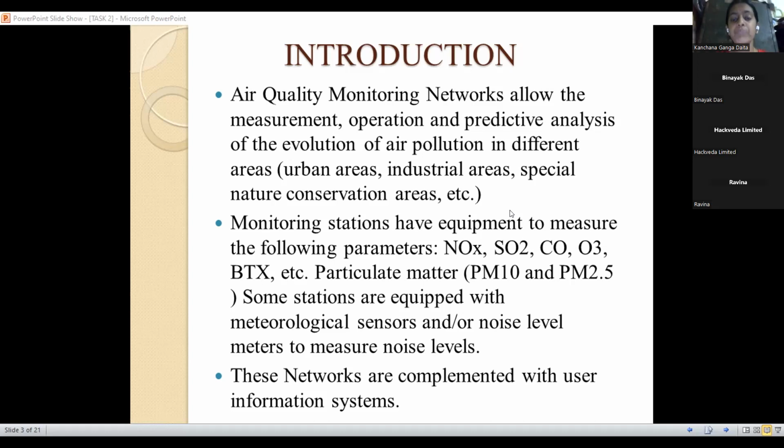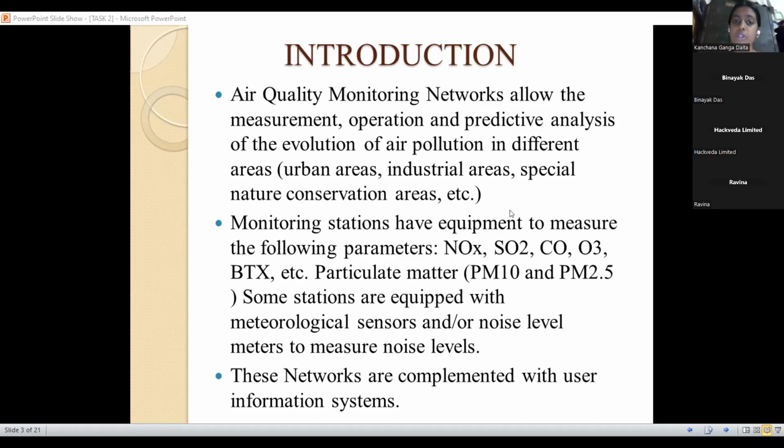For example, what are the gases it should measure? We all know that hydrogen, nitrogen, oxygen are the gases which are present in the air. So they'll measure the parameters such as SO2, carbon monoxide. What are their values in the current atmosphere at a particular area? So they can have some meteorological sensors or noise level sensors or some meters to measure the levels.